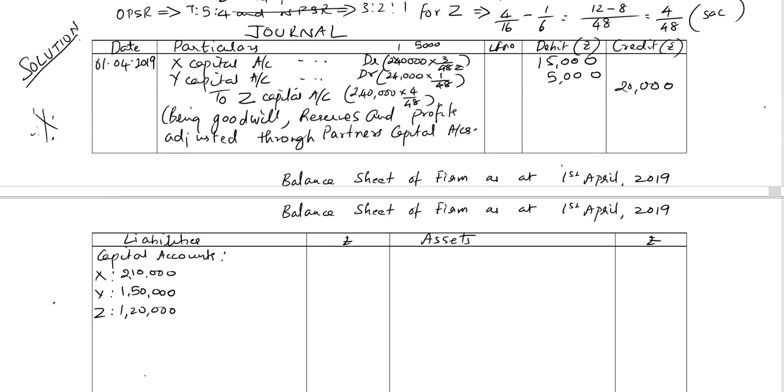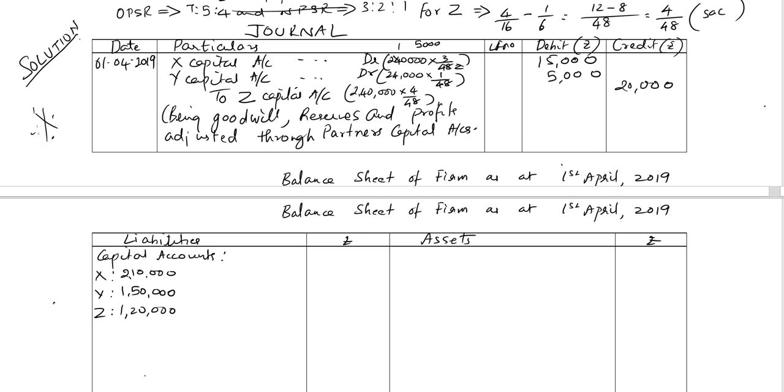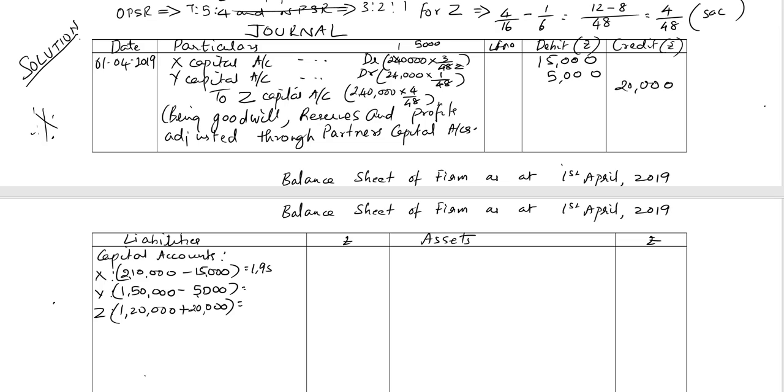Now let's go further down to the journal entry. Here in our journal entry, we've debited X and Y and credited Z's capital account. Capital account coming on the liability side will have a credit balance. And so to debit X's capital account would mean to reduce 15,000 from X's original balance. I'll reduce 5,000 from Y's original balance. And I will add 20,000 rupees to Z. So the final answer of capitals is 1,95,000 for X, 1,45,000 for Y, and 1,40,000 for Z. Total 4,80,000.